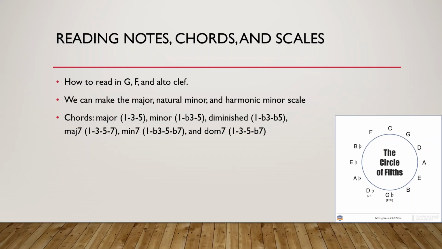We have learned how to read notes in G, F and alto clef. We now know how to construct and recognize the major, natural minor and harmonic scale, as well as a lot of chords, the major, minor and diminished chords. We also learned some seventh chords: the major 7, 1, 3, 5, 7, the minor 7, which is a flat 3 and flat 7, and the dominant 7th chord, 1, 3, 5, flat 7.